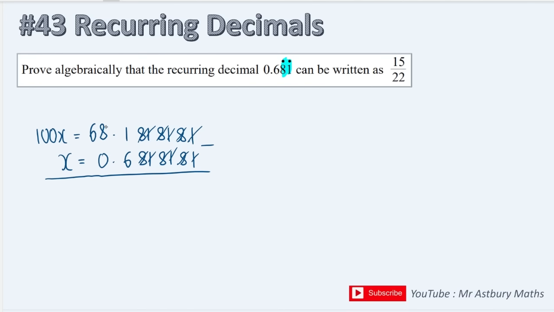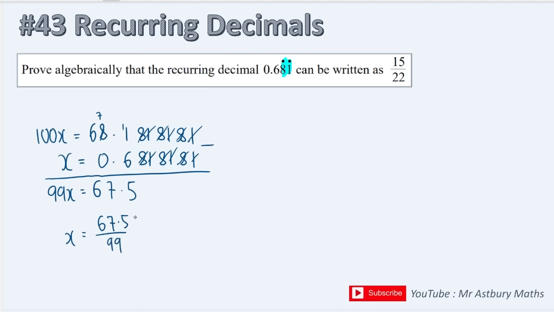1 minus 6 can't do, so borrow from the 8, turn that to a 7. 11 minus 6 is 5. And 7 minus 0 is 7. And 6 minus 0 is 6. And 100 minus 1 is 99. We next divide through by 99 to get 67.5 over 99.